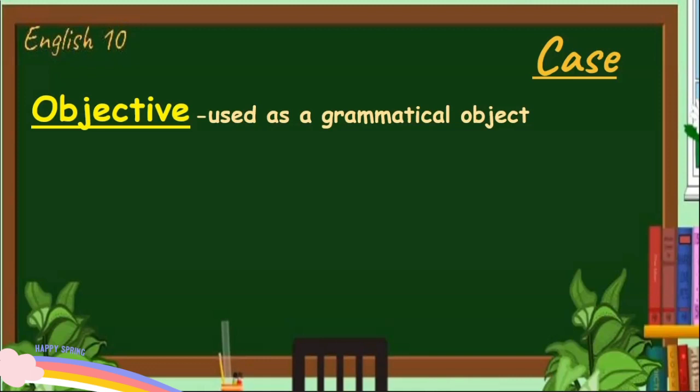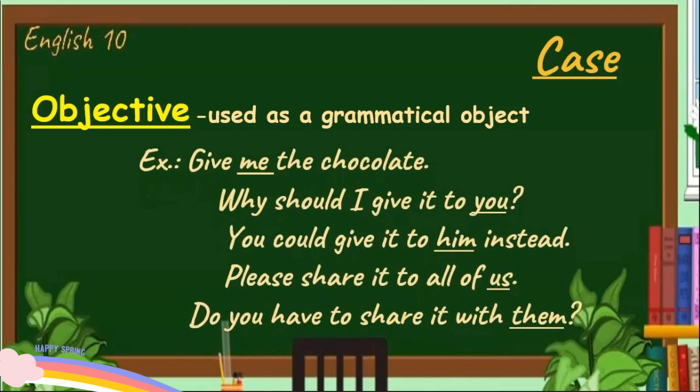So let's have the examples. Give me the chocolate. Okay? Why should I give it to you? You could give it to him instead. Please share it with all of us. Do you have to share it with them? If you try analyzing these examples, we have the objective pronouns me, you, him, us, and them.